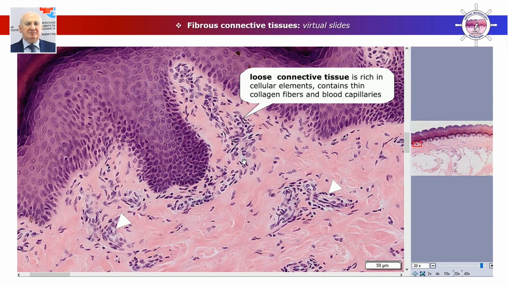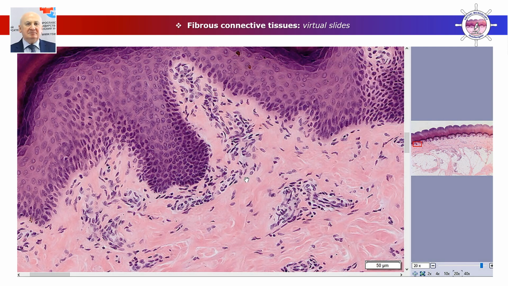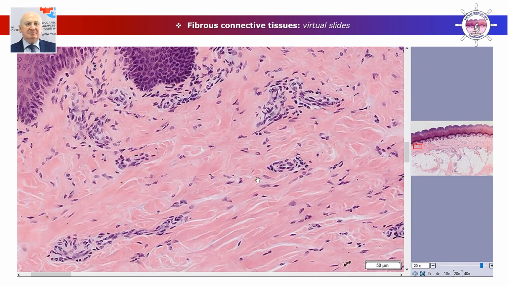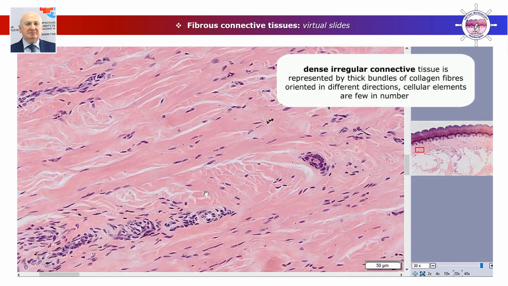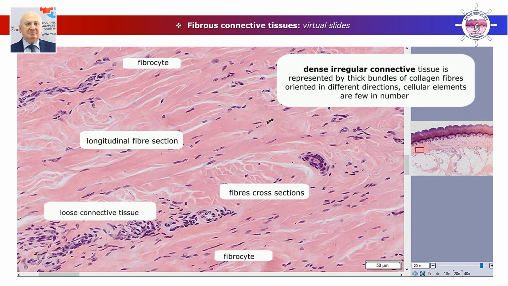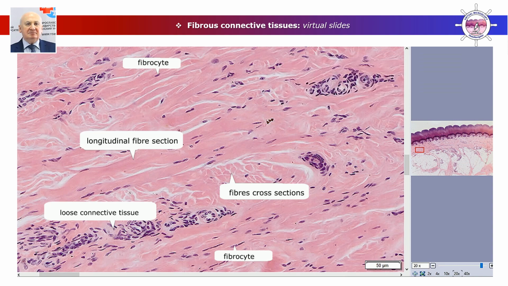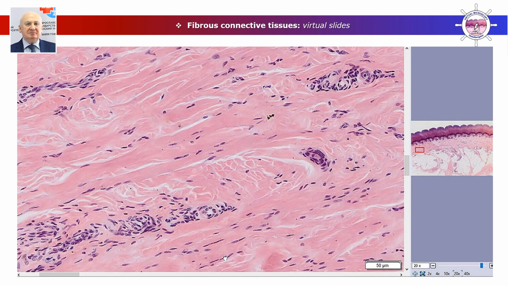Loose fibrous connective tissue is rich in cellular elements, contains thin collagen fibers and blood capillaries. Dense fibrous unformed connective tissue is represented by thick bundles of collagen fibers oriented in different directions. Cellular elements, mainly fibrocytes, are few in number. The tough three-dimensional collagen network provides resistance to stress from all directions.